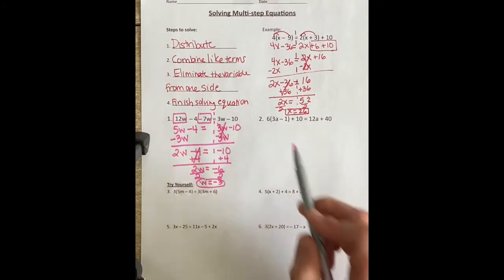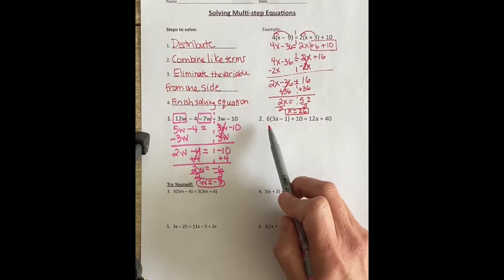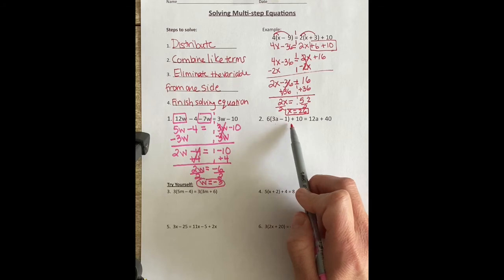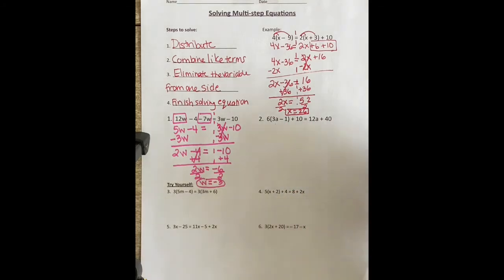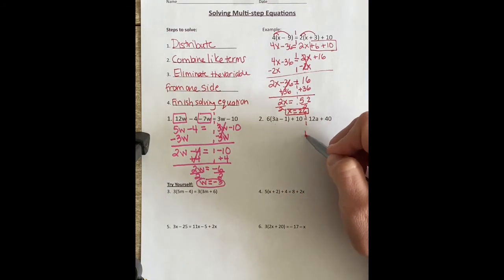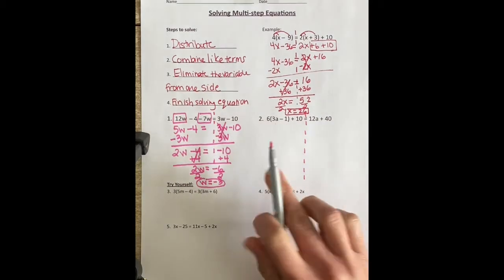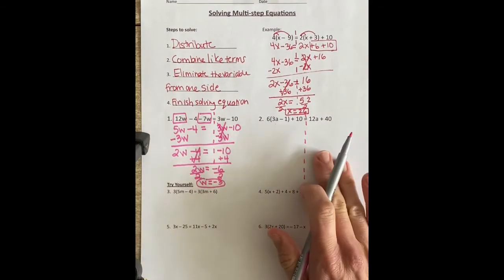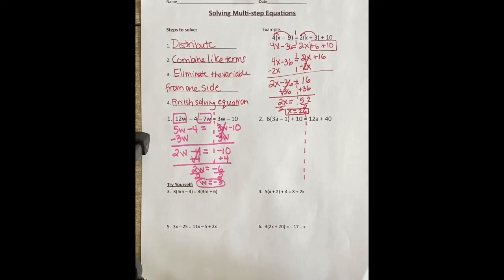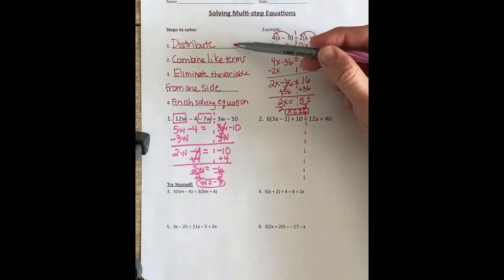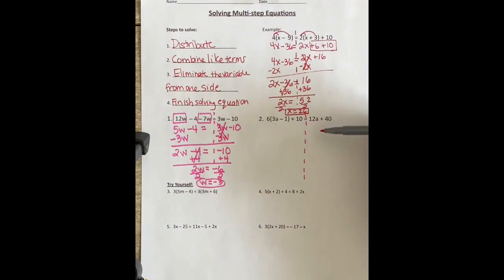All right, so let's move on to question number 2. So we have 6 times 3a minus 1 plus 10 equals 12a plus 40. So I'm going to put a dotted line where my equal sign is so I can clearly see my left side versus my right side. And now I'm going to follow my steps for solving equations. First step, distribute.